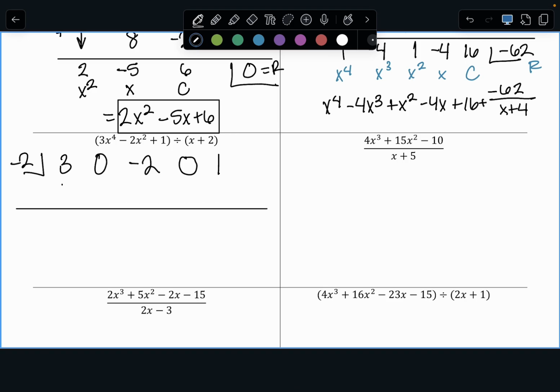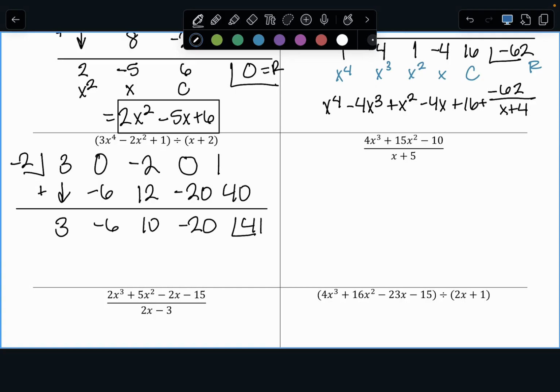And then we do our process. We drag it down. We multiply. We get -6 over here. We add. I lied to you a little bit. I said you're not dealing with double negatives. I meant subtracting a negative. So you might have double negatives for this multiplication to make it positive. So positive 12. We add. We get 10. We multiply. We get -20. We add. We multiply to get positive 40. And then we add to get 41.